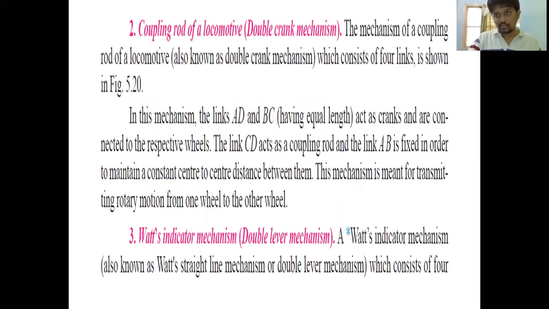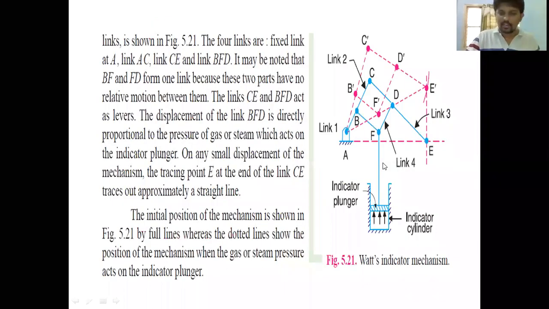Next one is Watt's indicator diagram, or a double lever mechanism. We'll see from the diagram what exactly is happening in Watt's indicator mechanism. Here you can also see this is a four-bar inversion mechanism, so obviously you have four links. Please don't get confused by the diagram. The dotted lines here explain the motion, and the thick lines show the actual position of the mechanism. Here, if you see, link 1 is here.